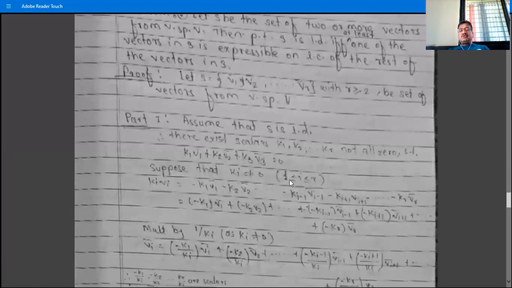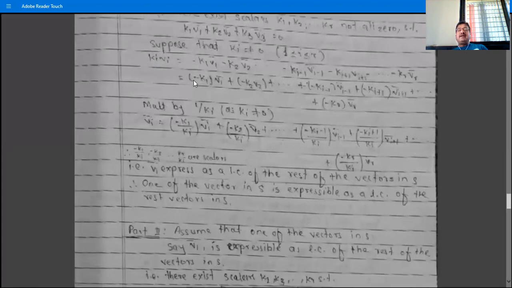Suppose ki is not equal to 0, where i runs from 1 to r, that is, i is greater than or equal to 1 and less than or equal to r. So assume that out of k1, k2, ..., kr, ki is not equal to 0. Not all 0 means one of them is not equal to 0. We don't know which one, so I assume that ki is not equal to 0. Obviously the value of i is either 1, 2, ..., or r.